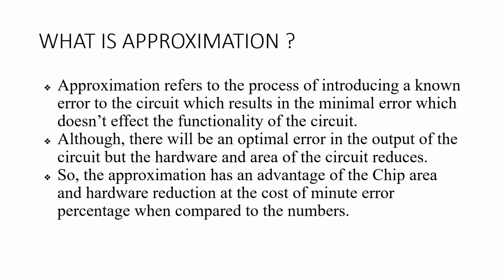As said, we are going to design a ternary approximate multiplier. Here the term approximation comes in. What is approximation? Approximation refers to the process of introducing a known error to the circuit, which results in a minimal error that doesn't affect the functionality of the circuit. Although there will be a small error, there will be a reduction of hardware, which helps in the reduction of chip size, interconnections and pinouts. So approximation has the advantage of chip area and hardware reduction at the cost of a minute error percentage when compared to the exact numbers.